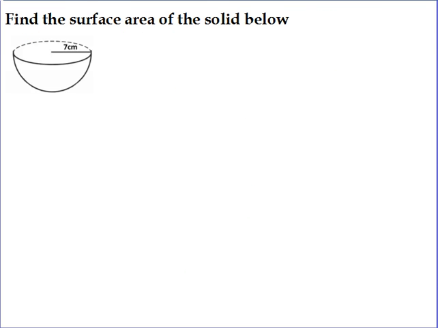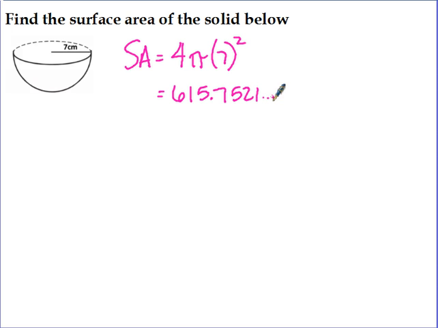So again, now I have my hemisphere here. So first thing I'm going to do is find the surface area of the entire sphere. So it's 4 pi times 7 squared. So that gives me 615.7521. Cut that in half, and that gives me 307.876. Now that's just the dome part.